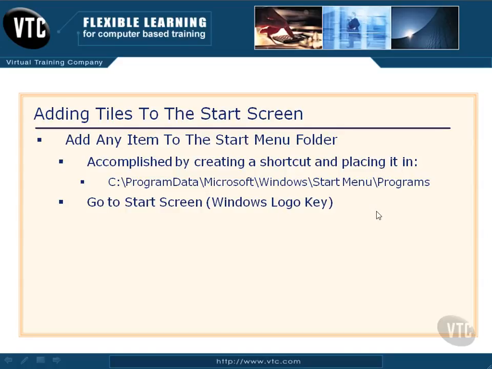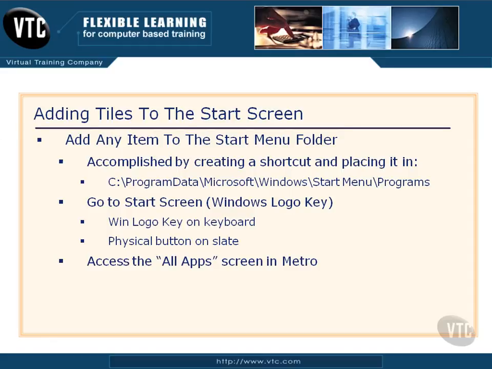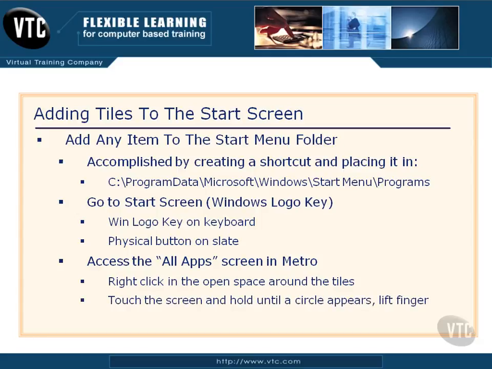then I go to my start screen. I just hit the Windows logo key to jump out to the start screen, and on a slate it's going to be that physical button right in the middle at the bottom. What I want to do is access the All Apps screen in Metro. How do I do that? I right click anywhere in the open space around the tiles, just don't right click on any one tile. At the bottom, you will see something pop up. If you're working on a touch screen, just touch the screen and hold it till a circle appears and then lift your finger. That is the same in a touch or gesture environment as a right click.